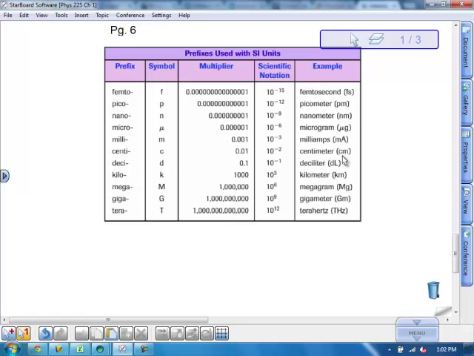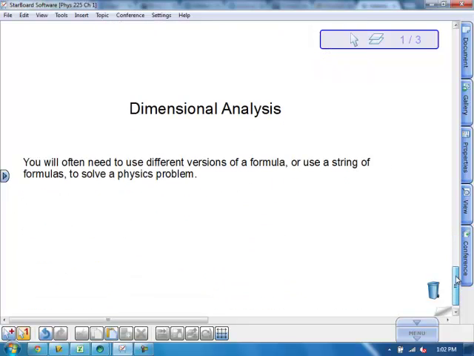Centi, for centimeter, we'll use some. Deci, an example would be deciliter. Kilo, 10 to the third. Kilometer we'll use for distances quite often. And then mega, giga, tera. We won't use those all that often.